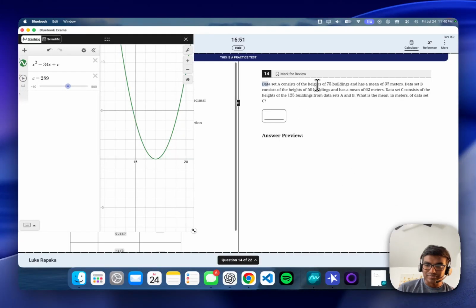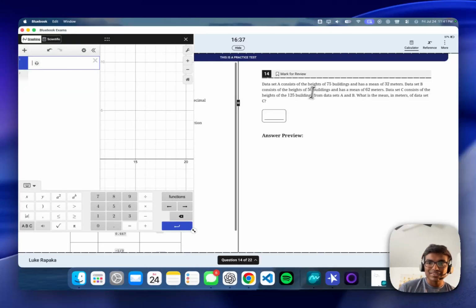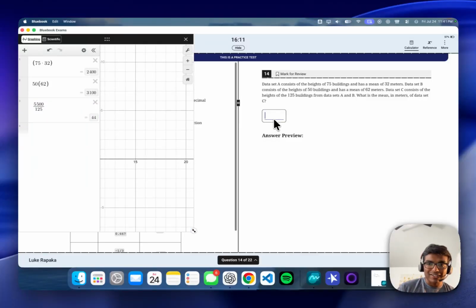Okay, data set A. Okay, so find the mean essentially. This is pretty easy. So what I'm going to do, it says 75 buildings, right? 75 times the 32, 2400. And then 50 times 62. So just finding the averages and bringing them together. So add those up. That should give us 5,500. Divide that by 125. Average height is 44. Boom.